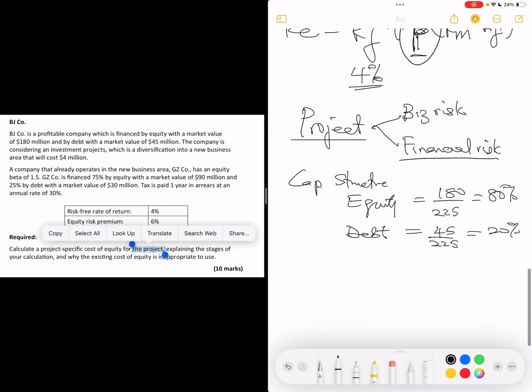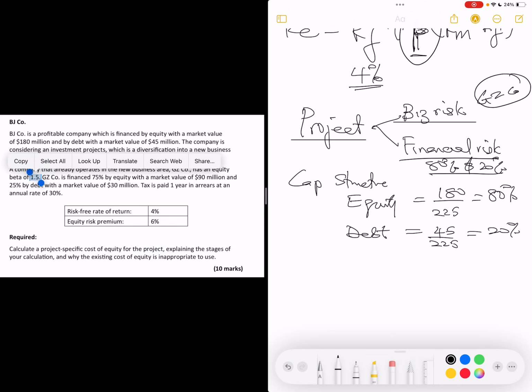So this is the capital structure. That is the financial risk of BJCO, which is the same for that project, 80% and 20%. So it's 80-20. We are fine with that. But the business risk is not the same business risk as BJCO. It's the business risk in GZ. It's GZCO that has the business risk that we are looking for, right? Unfortunately, the equity beta that we have for GZCO is an equity beta that has also considered the business risk and financial risk of GZCO.